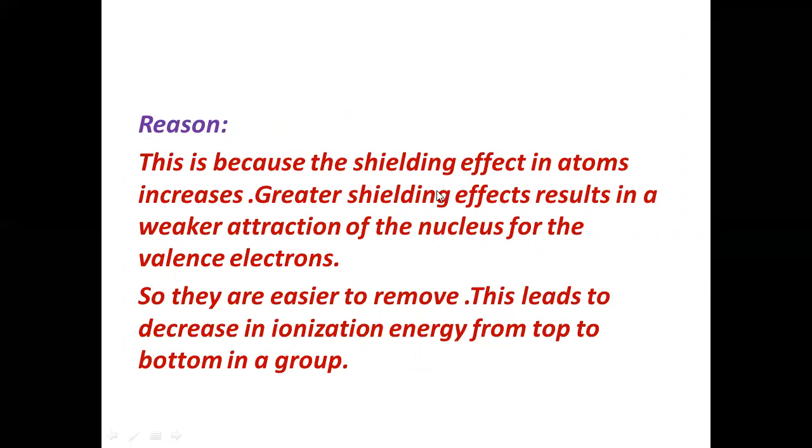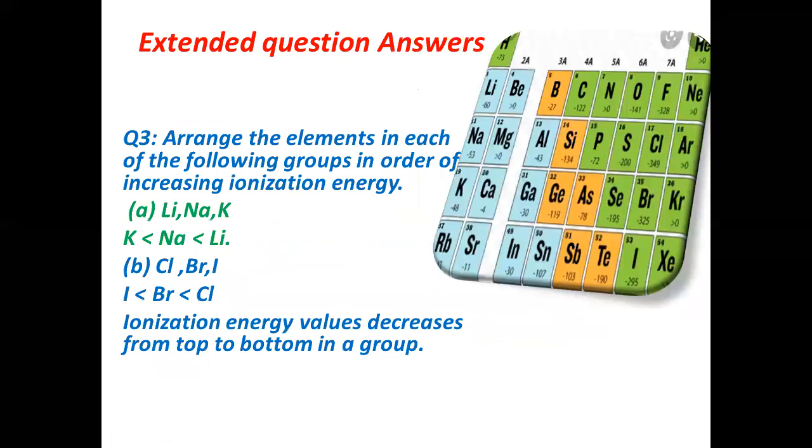Greater shielding effect results in a weaker attraction of the nucleus for the valence electrons, so they are easier to remove. This leads to a decrease in ionization energy from top to bottom in a group. I told you that due to the addition of new shells, the shielding effect increases from top to bottom. So when shielding effect increases, what happens? The attraction of the nucleus on the valence electron decreases, and it will be easy to remove an electron from the outermost shell of the isolated gaseous atom. That's why ionization energy decreases from top to bottom.